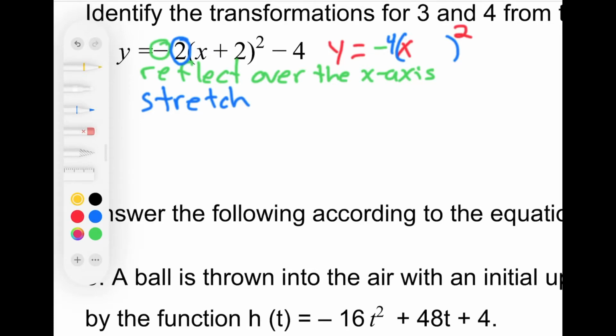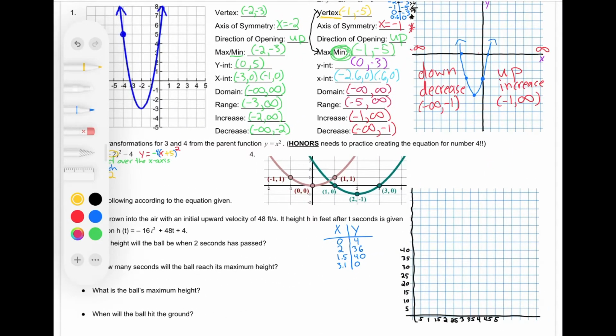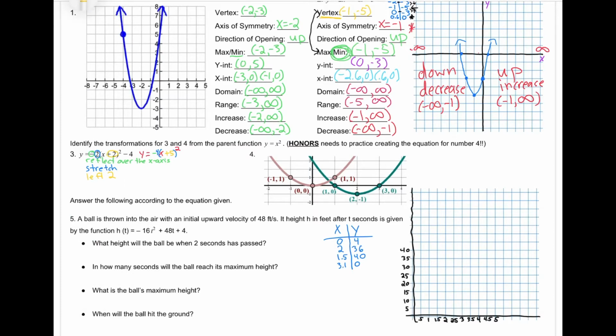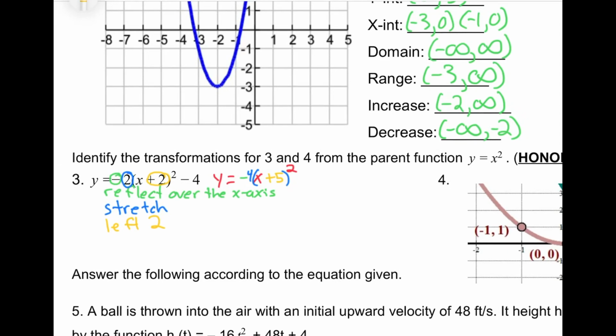Then if we had something on the inside, like plus 2, so let's say if we had plus 2, that means that we would have to move left 2. So a way to remember if it's left 2 or right 2 is because if we're on the inside, we're going to do the opposite of what the sign says. Well, on the inside, it also affects the x's.